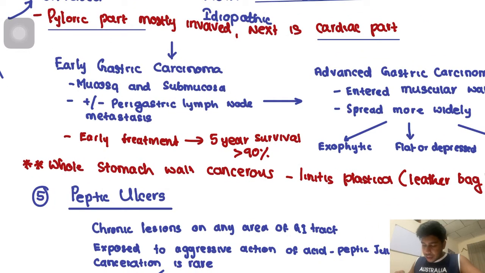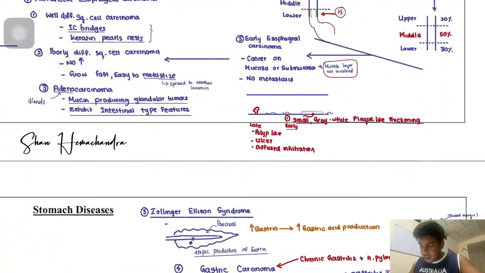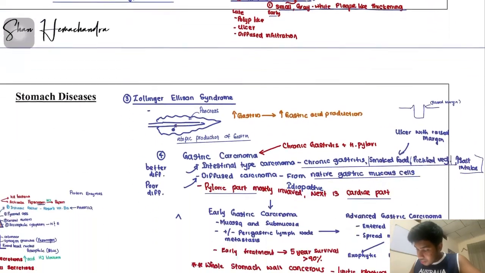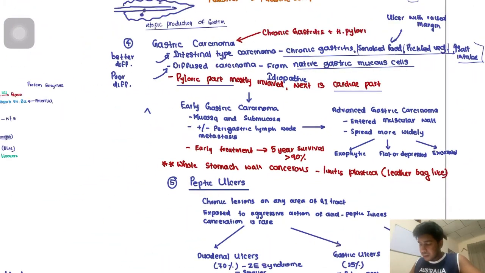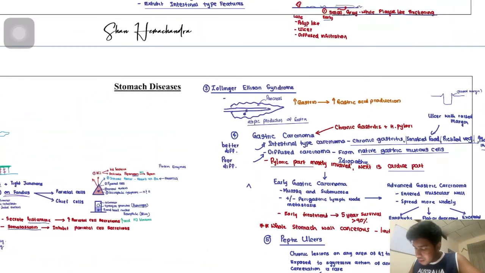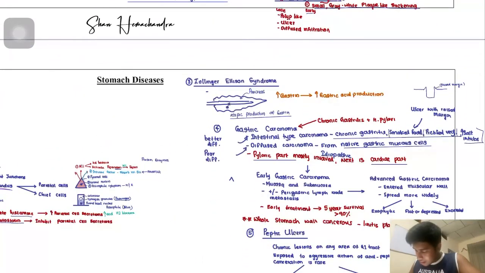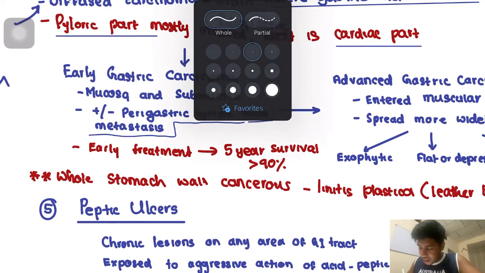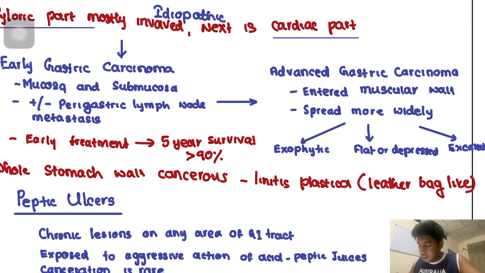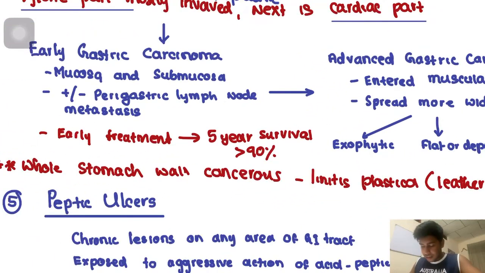So we have the early gastric carcinoma, similar to esophageal carcinoma. It's going to involve the mucosa and the submucosa. Remember, it's the same concept for these types of cancers. The early gastric carcinomas will be of the mucosa and the submucosa, with no involvement of the muscular layer till it advances and becomes advanced disease. If you detect it early, the survival rate is very good, over 90%.